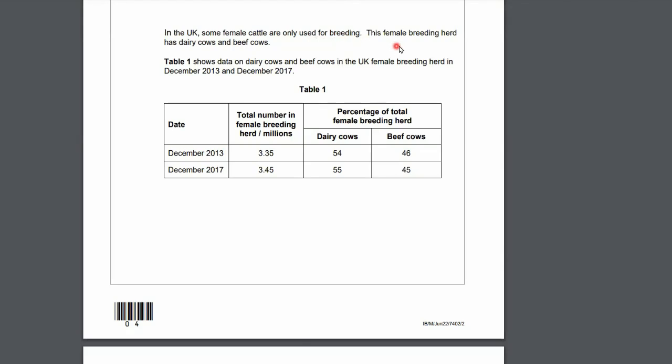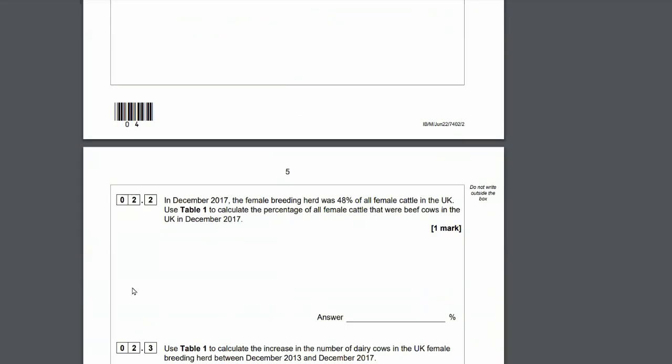In the UK, some female cattle are only used for breeding. This female breeding herd has dairy cows and beef cows. Table 1 shows the data on dairy cows and beef cows in the UK female breeding herd from December 2013 to December 2017. Pause the video and have a little study through this table. You've got the total number of cows, and then you've got the percentage total of dairy and beef cows. 2.2: in December 2013, the female breeding herd was 48% of all the female cattle in the UK. Use table 1 to calculate the percentage of all the female cattle that were beef cows in the UK in 2017.